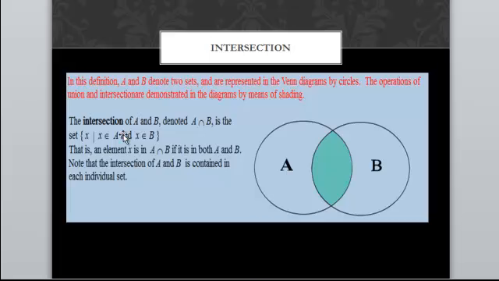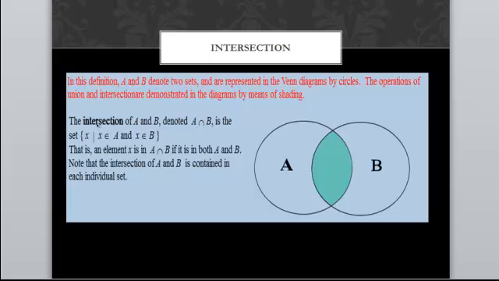So what about an intersection? The intersection of A and B, denoted A intersection B, that little upside down U, that stands for intersection, is the set of all x such that x is an element of A and x is an element of B. That is, an element is in A intersection B if it is in both A and B. Note that the intersection of A and B is contained in each individual set.